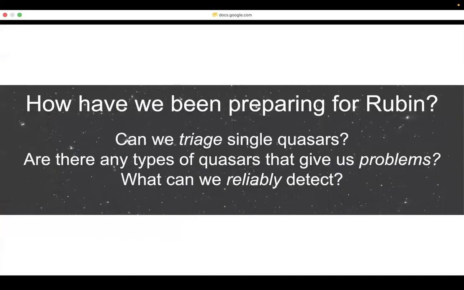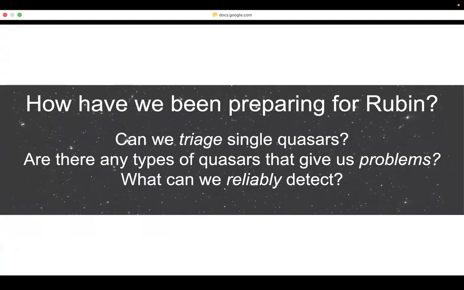So the bulk of my work is answering these questions: how can we prepare for Rubin? How can we triage those single quasars that all of us got tripped up on just a few minutes ago? Are there any types of quasars that give us trouble? And what can we actually reliably detect when we inject those binary signals into light curves?